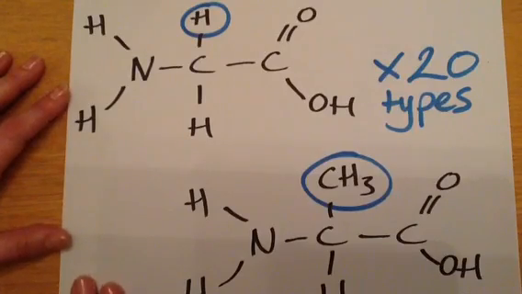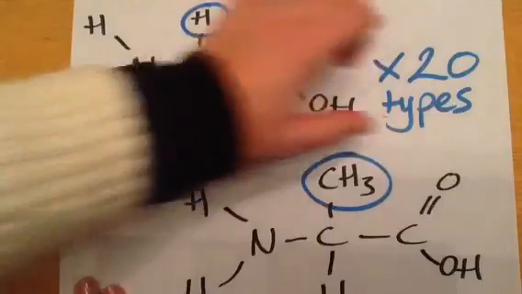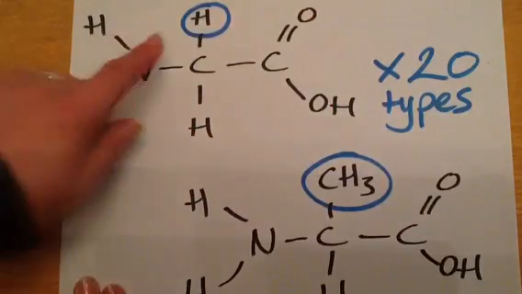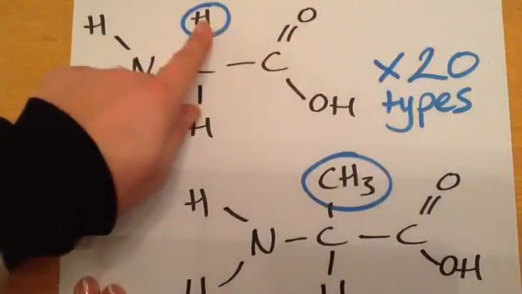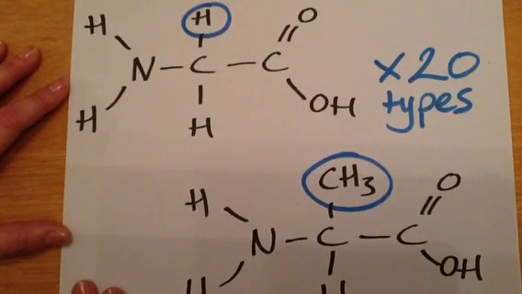Now, a protein isn't just one amino acid. We can have hundreds of amino acids all bound together, and it's the combination of amino acids, all of these different R groups, that give different proteins their different properties.